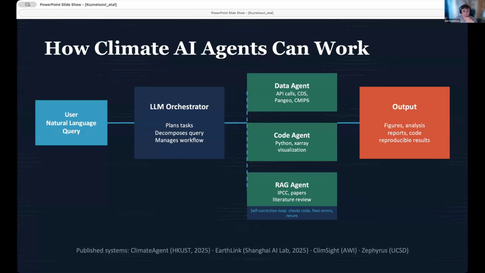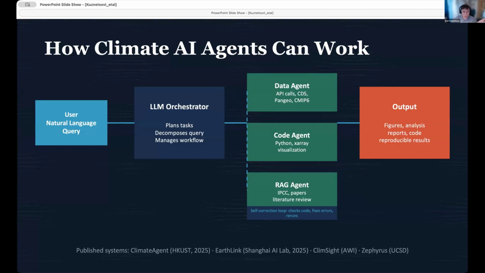Let me show one simple example of how an agentic system can work. Several parts work together to turn a natural language request into analysis. A user gives a request in plain language, for example, compute the station-based NAO index from 5 CMIP6 models and produce a 3-panel comparison figure. This request goes first to an LLM orchestrator. Usually this is a strong generator model from OpenAI, Anthropic, or Google.